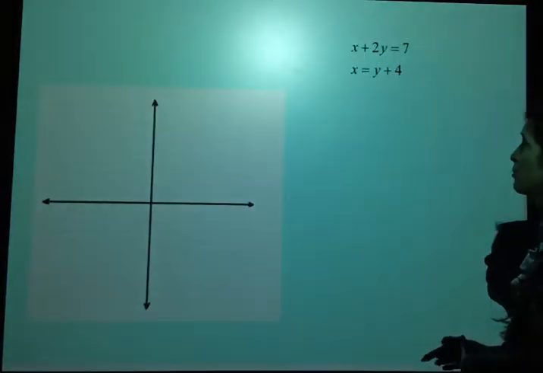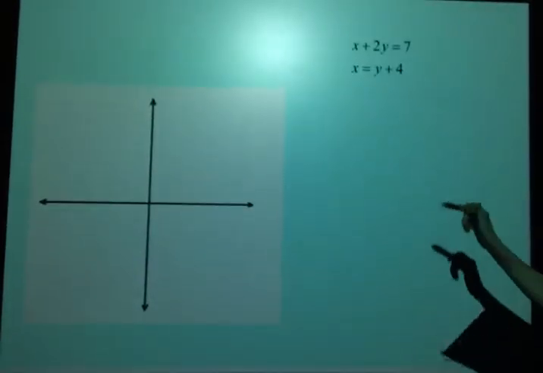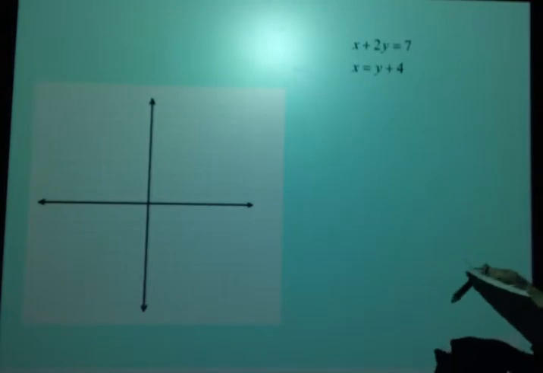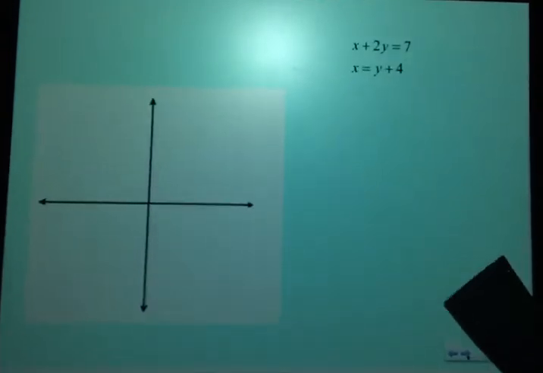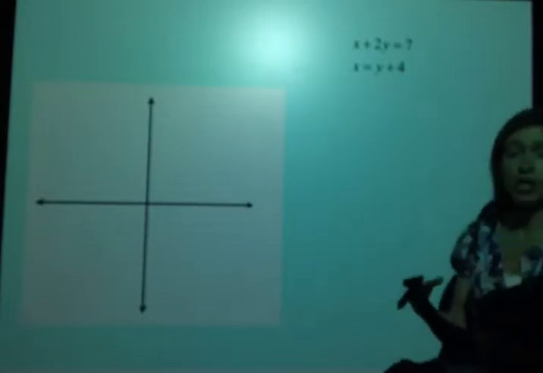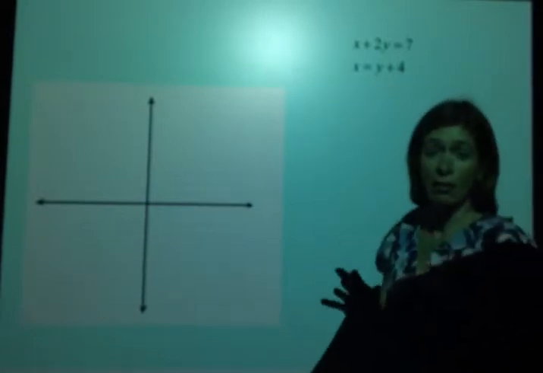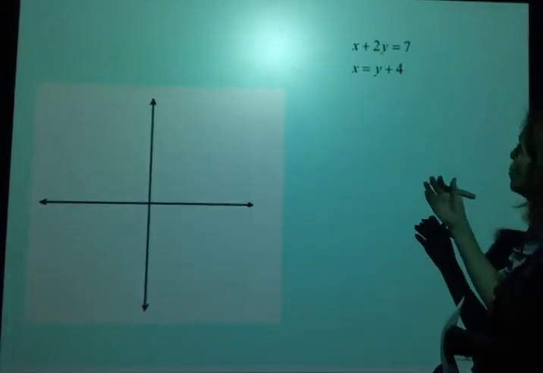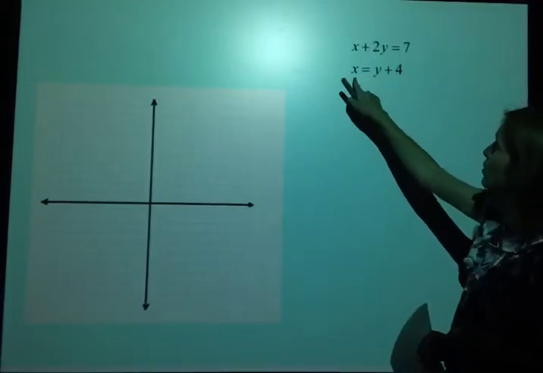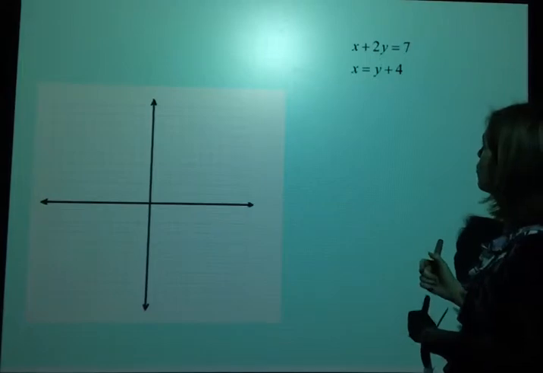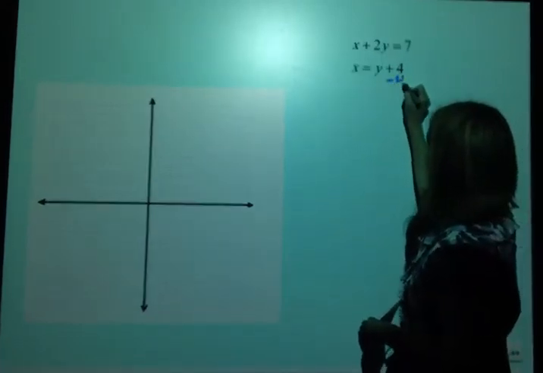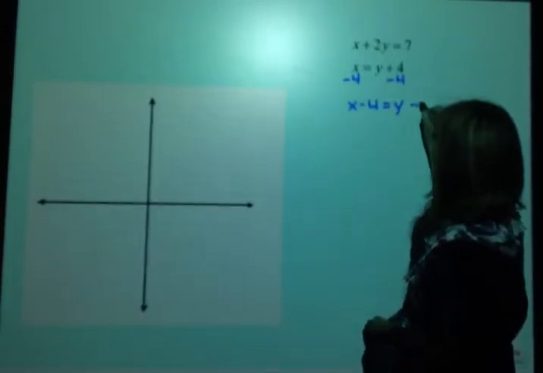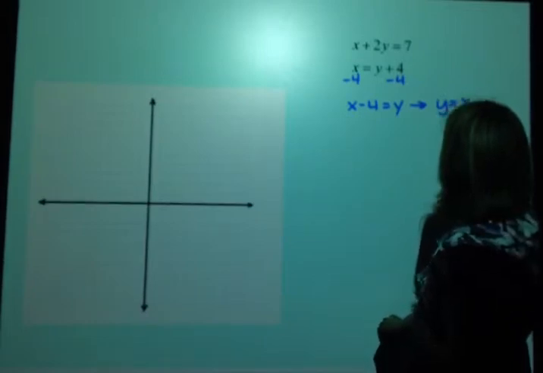All right, let's look at an example. My first example, which we're going to solve by graphing, is x plus 2y equals 7 and x equals y plus 4. You have a couple of options to graph. Remember that you can graph things in standard form by using the intercepts, or you can put them in y equals mx plus b. I'm going to put it in y equals mx plus b because this particular one looks really nice if I just subtract the 4. For the lower one, I subtract 4 from both sides and I get x minus 4 equals y. Then I'm going to rewrite it as y equals x minus 4.